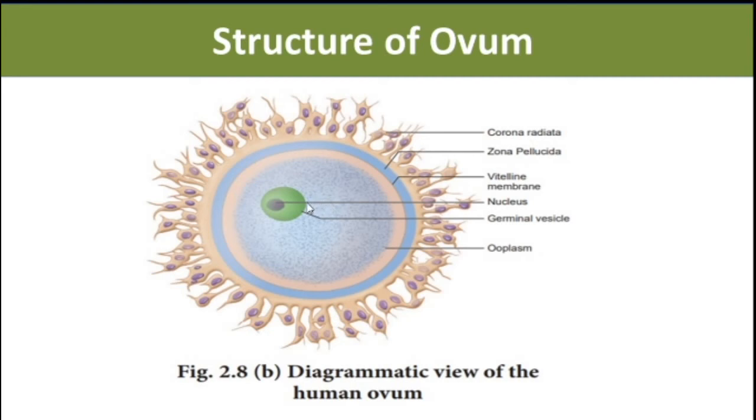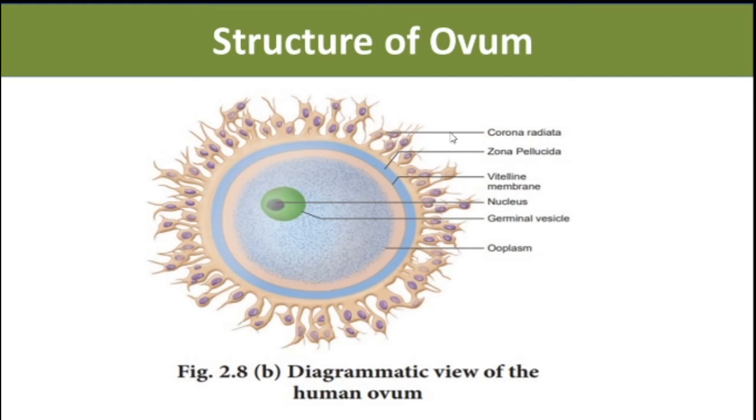So the ovum is surrounded by 3 membranous structures. The innermost layer of the plasma membrane is called the zona pellucida. And then the outer thick membrane is called the corona radiata. This is the outermost layer of the plasma membrane.